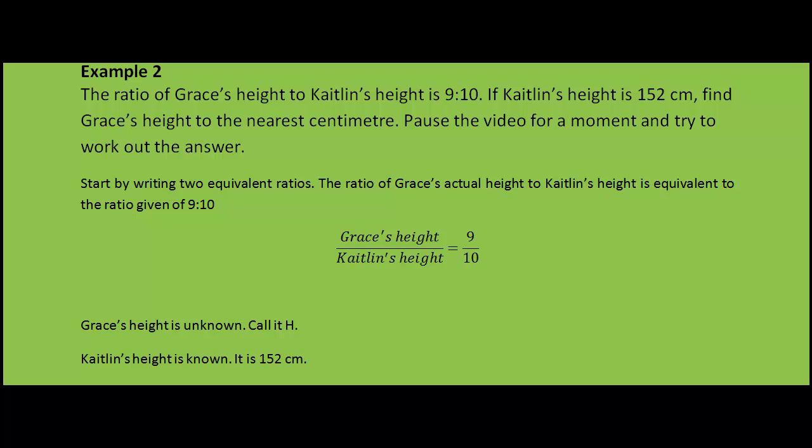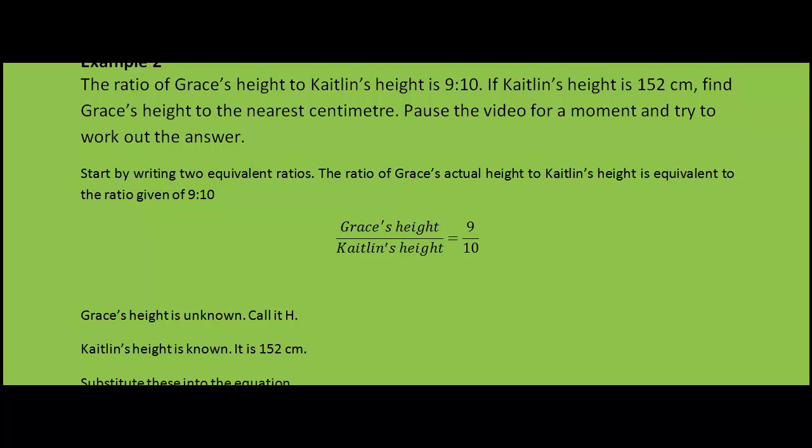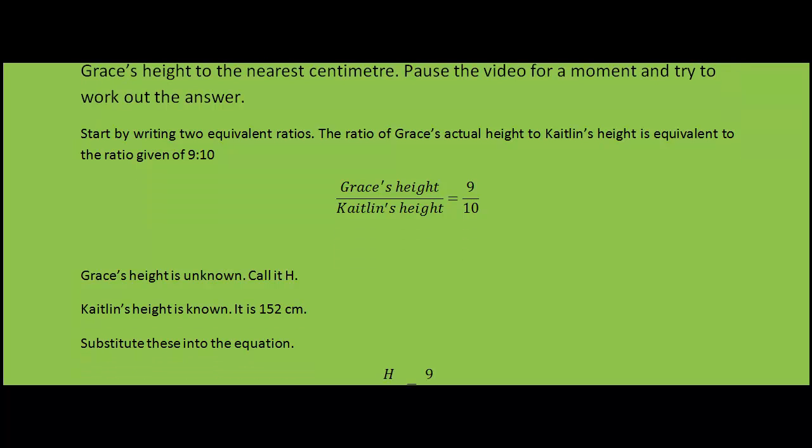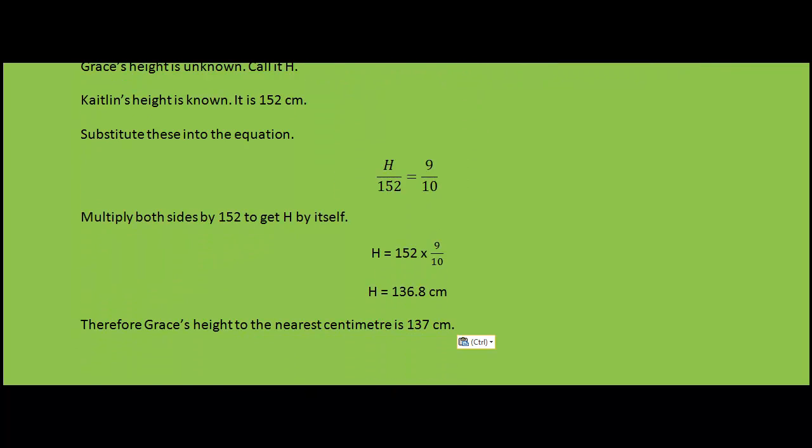It's 152 centimeters. Once again, as we did in the previous example, if we substitute the h for Grace's height and replace the words Caitlin's height with the number 152, we have an equation now where we have h divided by 152 equals 9/10. We can get the h by itself by multiplying both sides by 152, and if we do this, h will equal 136.8 centimeters. Therefore, Grace's height to the nearest centimeter is 137 centimeters.